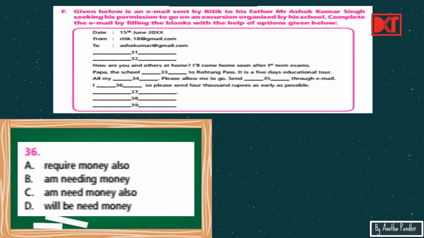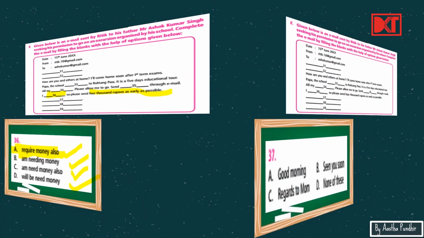Okay, now next up we have 36. Yes, 36. I dash, so please send 4,000 rupees as early as possible. Options: I require money also, I am needing money also, I am need money also, I will be need money also. Okay, the correct answer is A. I require money also, so please send 4,000 rupees as early as possible.